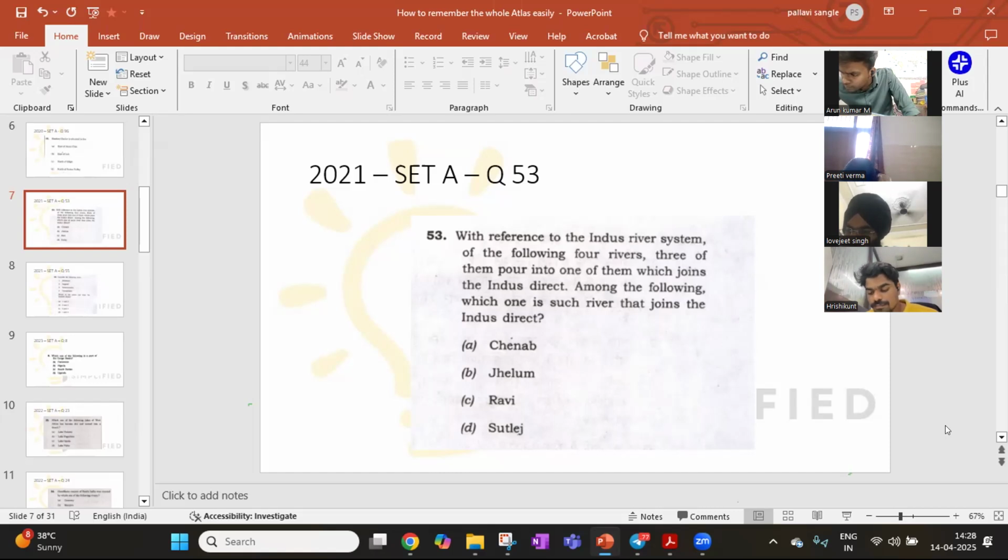I know you must be doing all these things, but I'm just going to tell you how to remember all these things after doing this. There are one or two methods. Then you can trace Subansiri meeting Brahmaputra, then ultimately trace Brahmaputra from above, from its original place. Done.